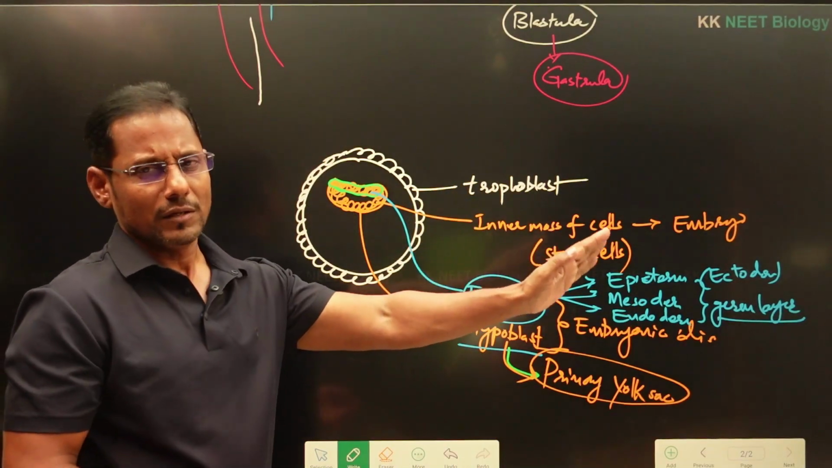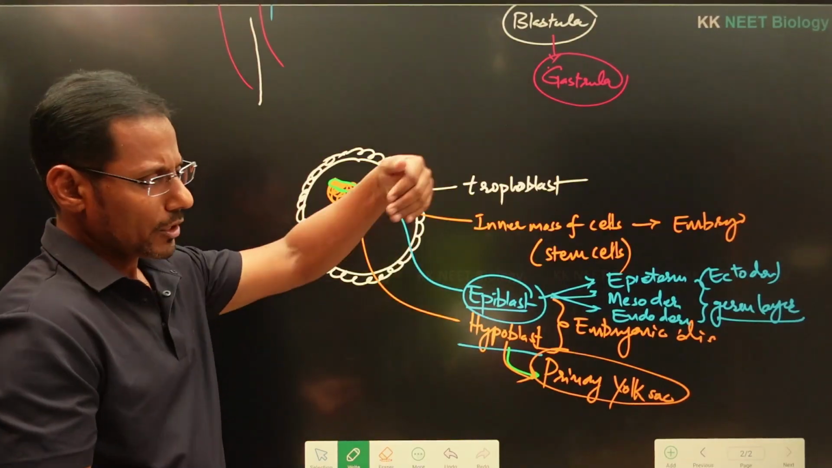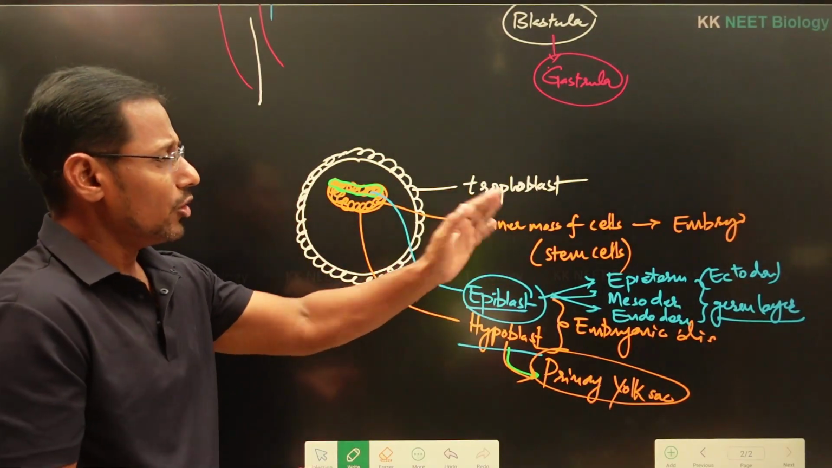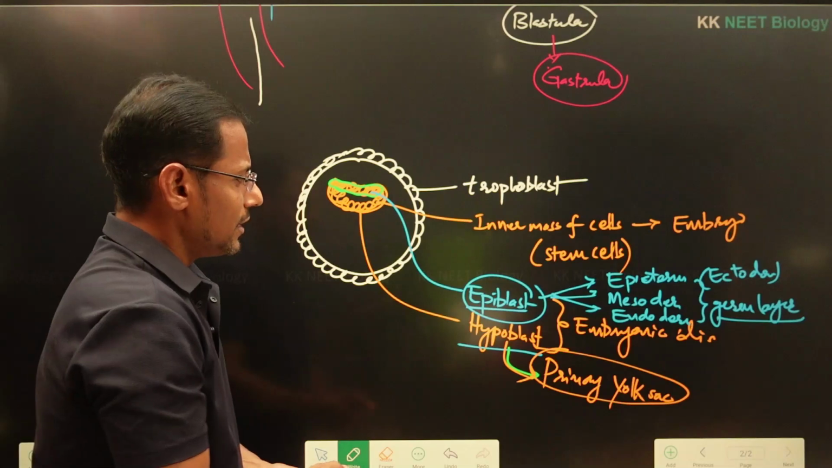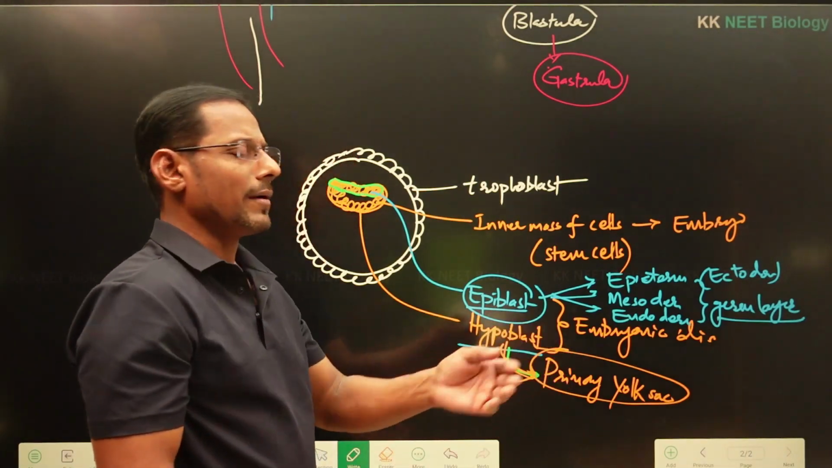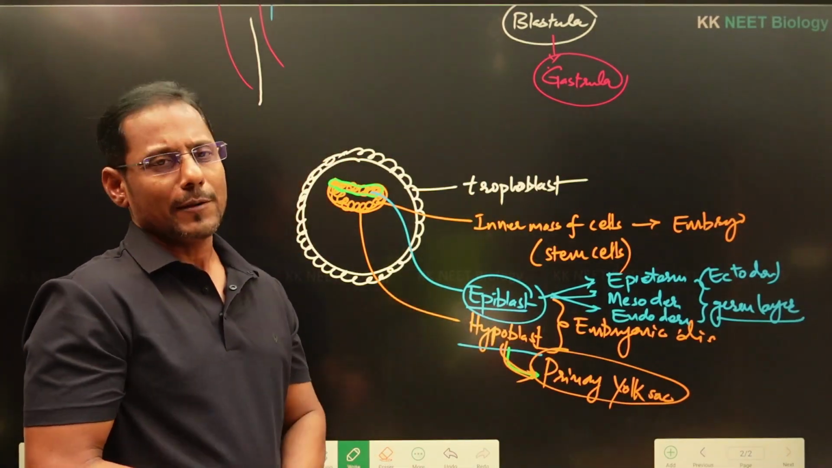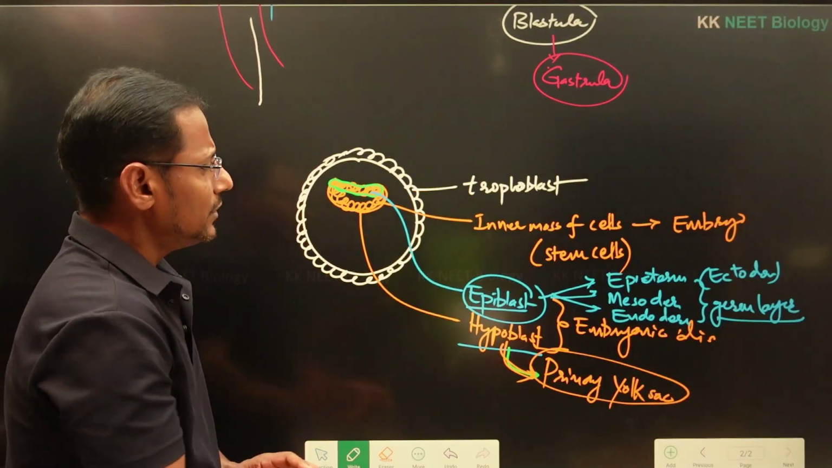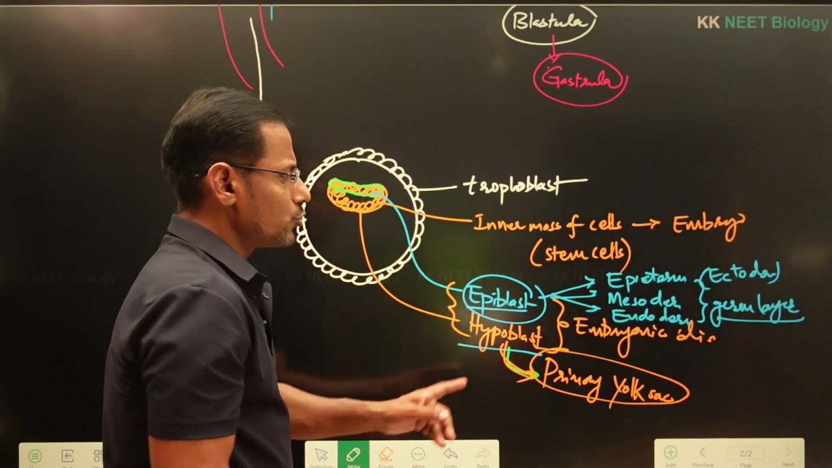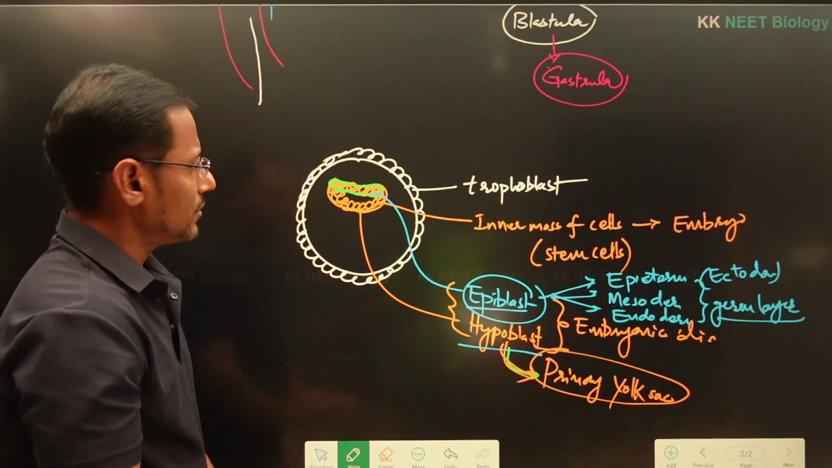So from there, so many things are going to be developed, and so many organ systems are going to be developed from those three germ layers. And what about the hypoblast? The primary yolk sac is going to be developed from the hypoblast. So these epiblast and hypoblast together, we call it the embryonic disc.